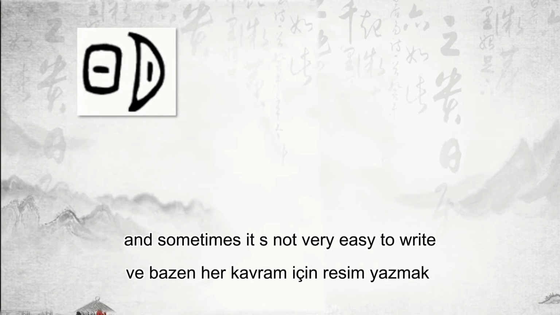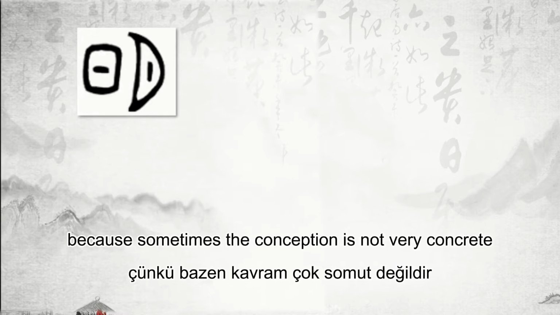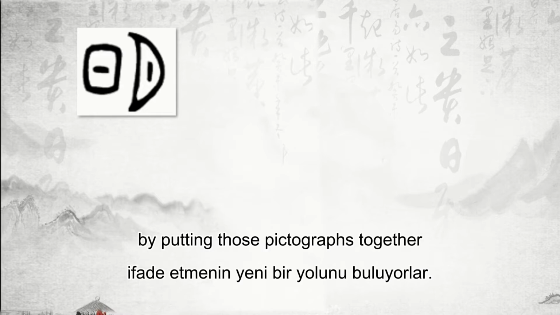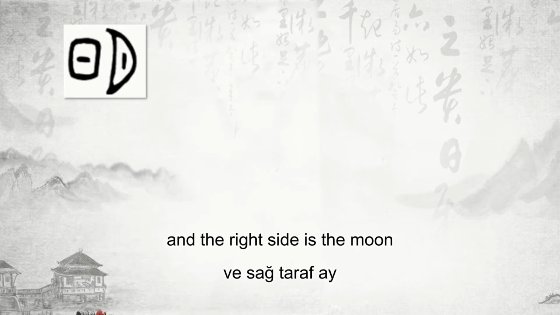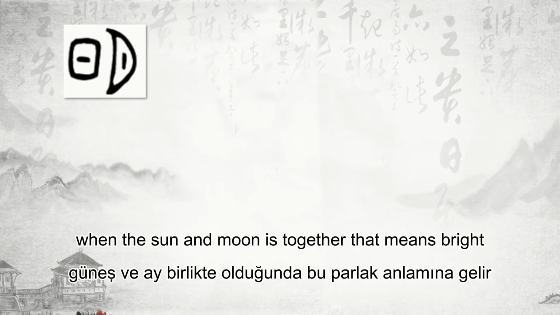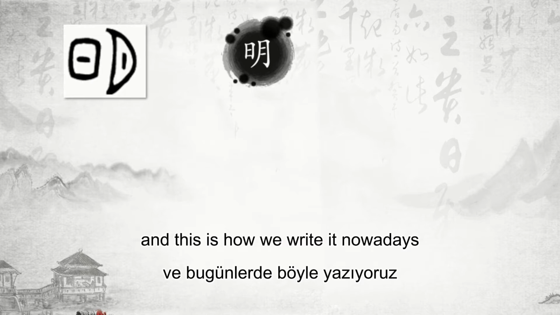And sometimes it's not easy to write or draw a picture for each conception, because sometimes the conception is not very concrete. So Chinese people found a new way to express new ideas by putting those pictographs together. For example, this one: the left side, as we just talked about, is the sun, and the right side is the moon. Altogether, what does that mean? When the sun and the moon are together, that means bright, very bright. And this is how we write it nowadays.